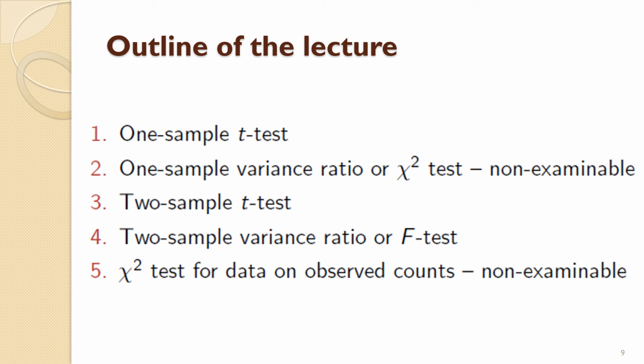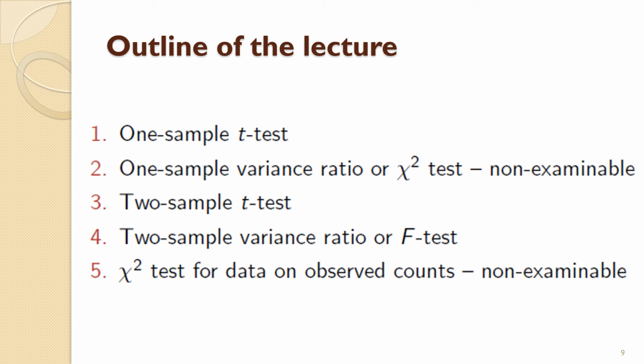What's the location? Look at the one sample t-test or the two sample t-test. And what's the spread? Look at the chi-squared test or the F-test. And then what I wanted to do at the end is give you an extra example of the chi-squared test for data on observed counts. So unfortunately there's some repetition of the chi-squared test, although these things are doing different things.